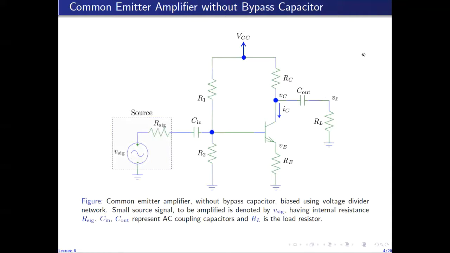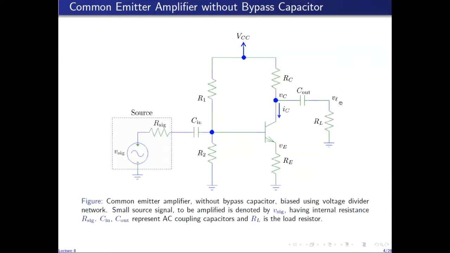As VL swings in the positive direction, the current through RC is decreasing, and the current through RL increases, obviously, because VL is increasing in the positive direction. So the load current increases, and the current through RC decreases. This decreases the collector current, because the collector current is the current through RC minus the load current. Load current is increasing, this current is decreasing, so the collector current decreases.